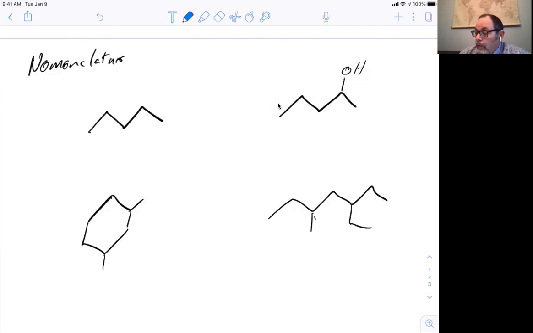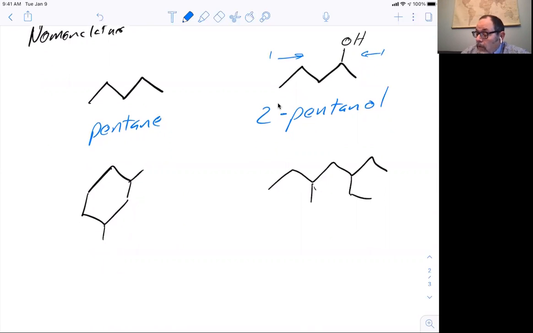Okay, if we look at the first one, we have 5 carbons, so that's pentane. Second, we have 5 carbons, but an alcohol on it, so this is pentanol. But we also need to say where the -ol is, and it's on the 2 position. We're going to number either starting here with 1 going this way, or starting here going that way. So you always want the lowest possible number.